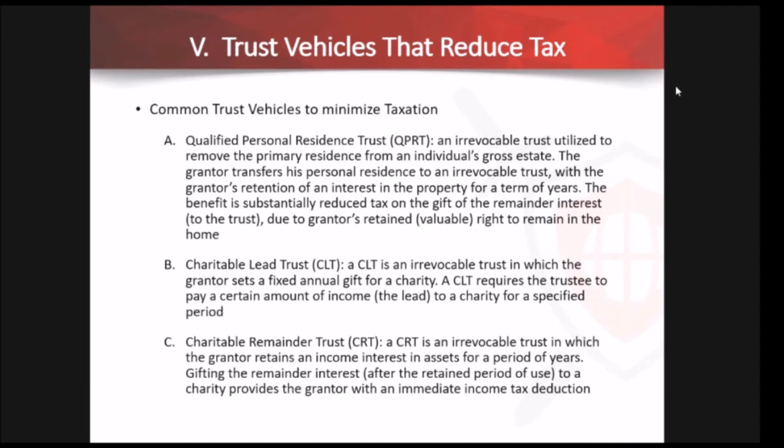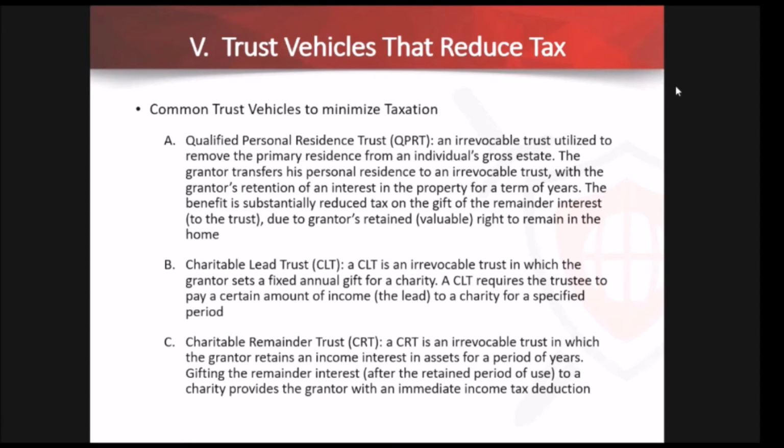Now we have some important vehicles under the current tax code that allow you to take advantage of a lot of the rules that we just discussed, the overview of taxation. The most common one that we know for sure works and is effective because it's in the code is a qualified personal residence trust, or QPRT for short. This is an irrevocable trust, which means that it's a completed gift. It's out of your estate.